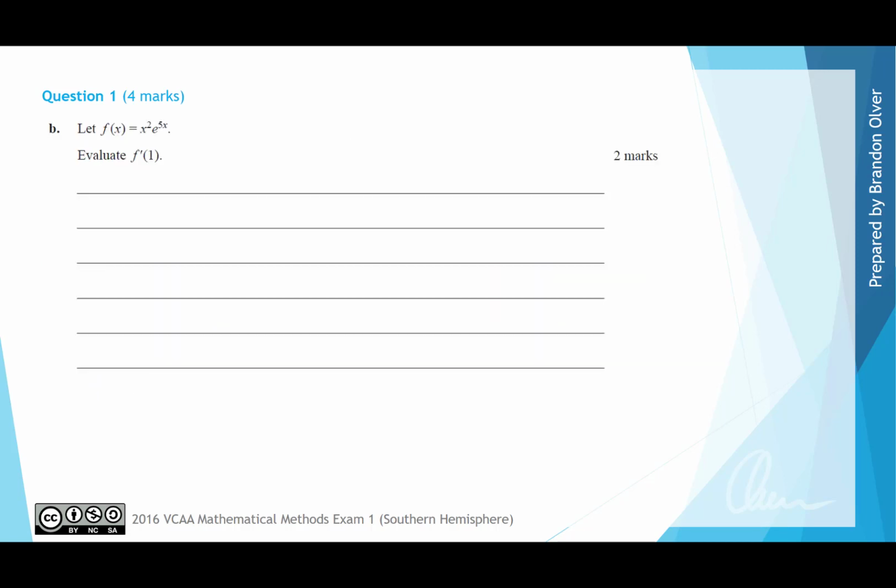For part B of question 1, we have f of x equals x squared times e to the power of 5x, and we are asked to evaluate f dash, the derivative, when x equals 1. So if we inspect our rule of f of x, we can see that it's 2 functions multiplied together, so that means we need to use the product rule.